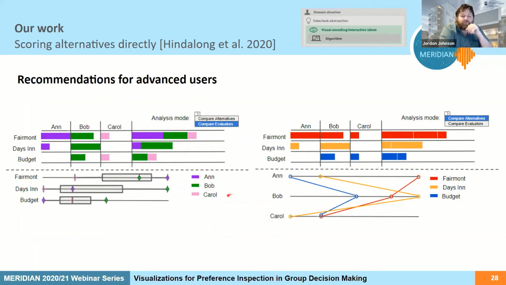And you'll notice that we're using 2 different color palettes here. That is by design, because we don't want to have the same color, say, for Anne here, or for Fairmont here, as we have for Anne over here, because then people would be conflating certain evaluators with certain alternatives, and we want to avoid that.